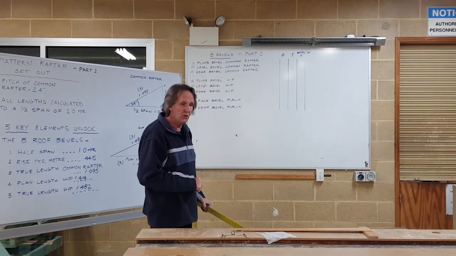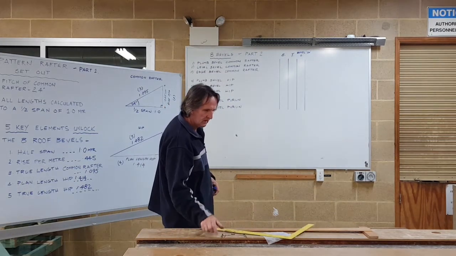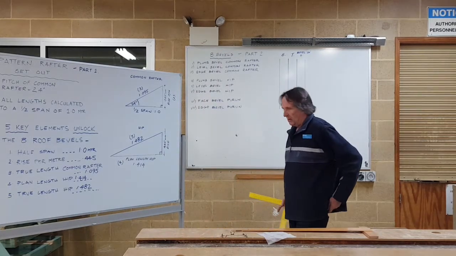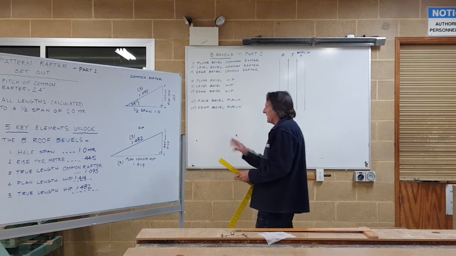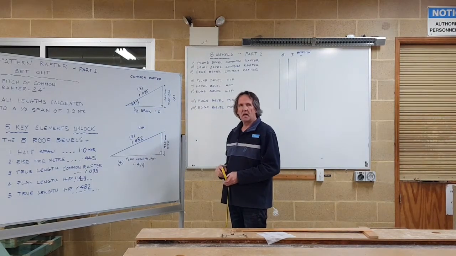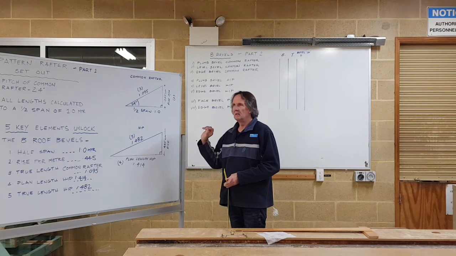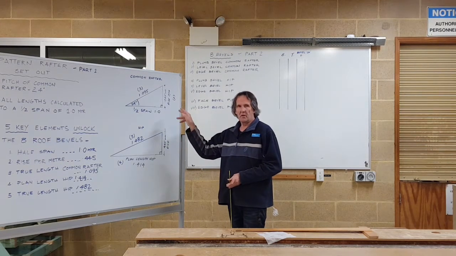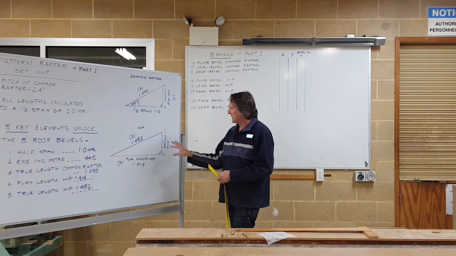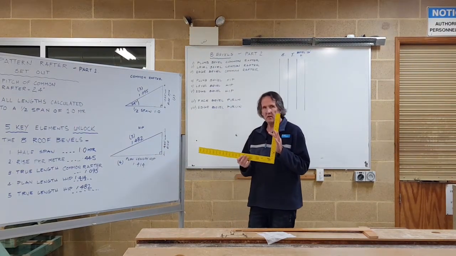Get on with part 2. What we're going to do here in part 2, we're going to take the component lengths that we worked out in the first part for the common rafter right angle triangle and for the hip, and we're going to fit those components on the steel square.